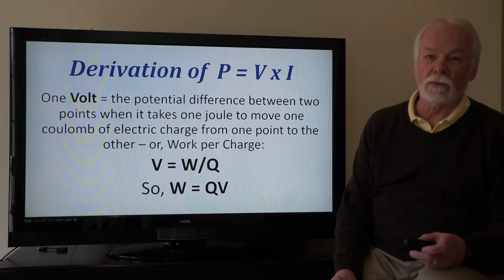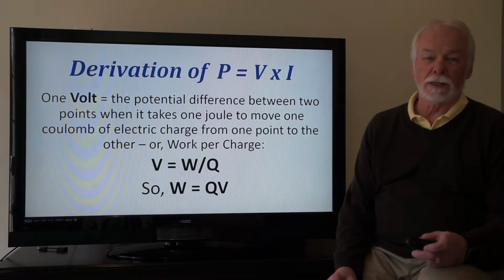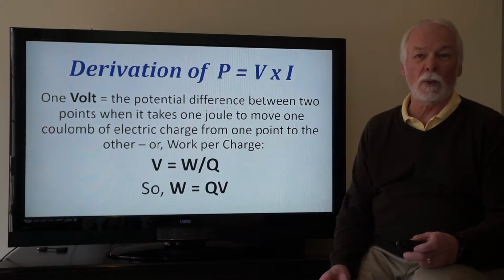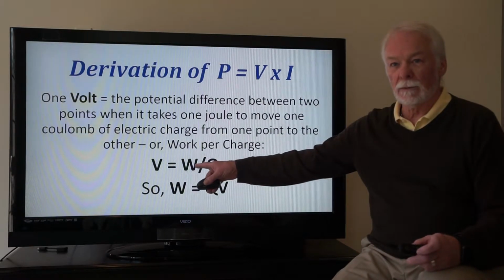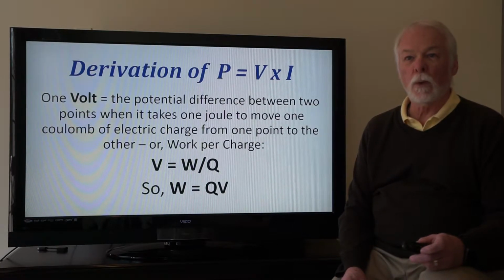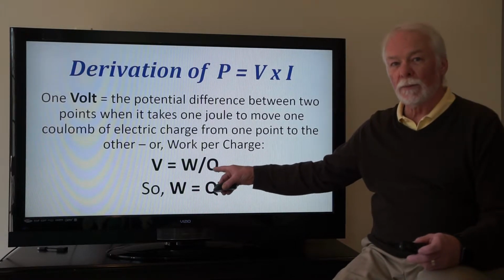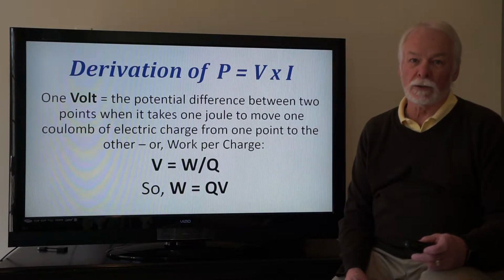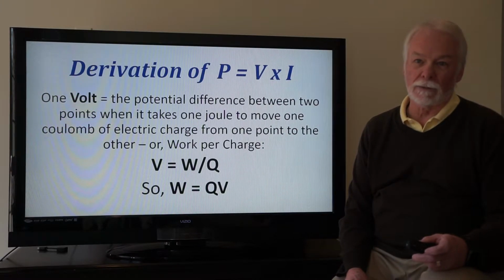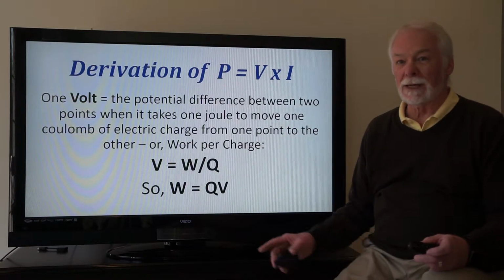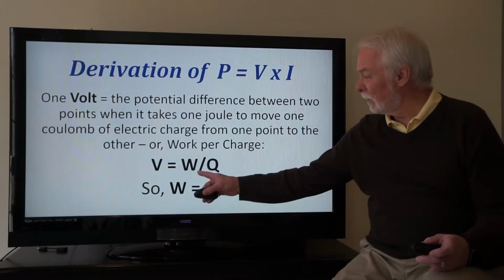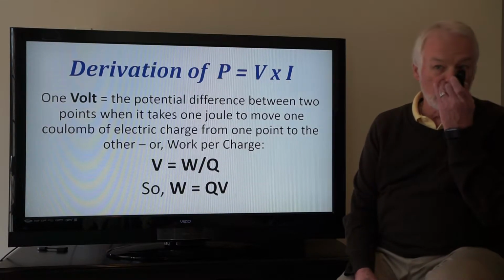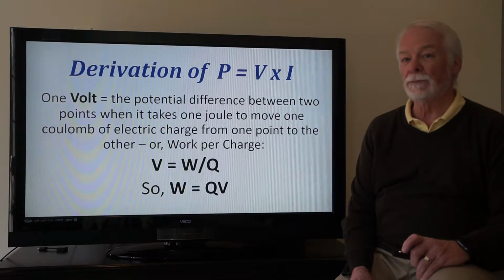The definition of 1 volt: it's defined as the potential difference between 2 points when the amount of work required to move 1 coulomb of electric charge from one point to the other is 1 joule. So it's an amount of work per charge. And from this definition, we'll solve for W, because we're going to use that in just a minute.